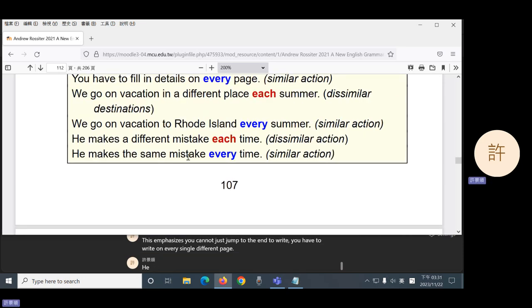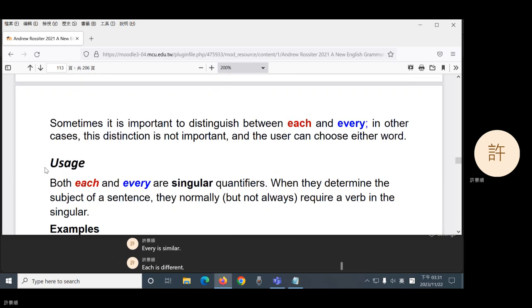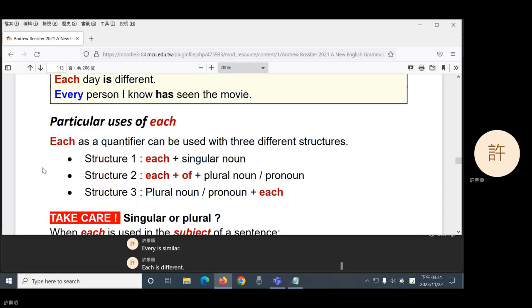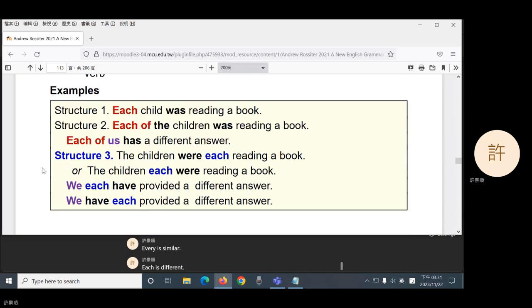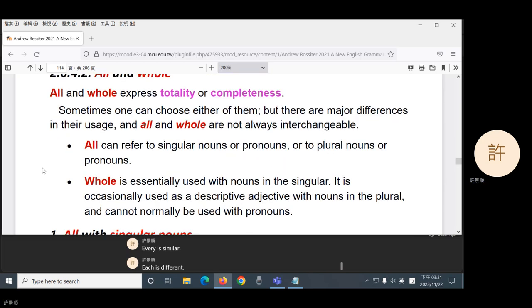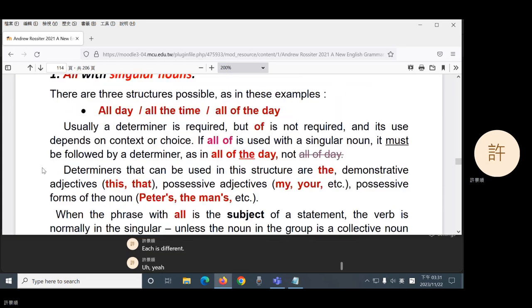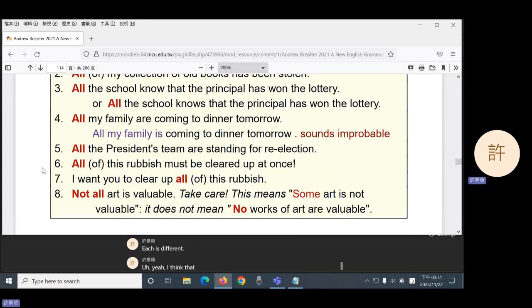He makes the same mistake every time. He makes a different mistake each time. I think this pair should be the most obvious. Every is similar, each is different. Yeah. I think those are the important points.